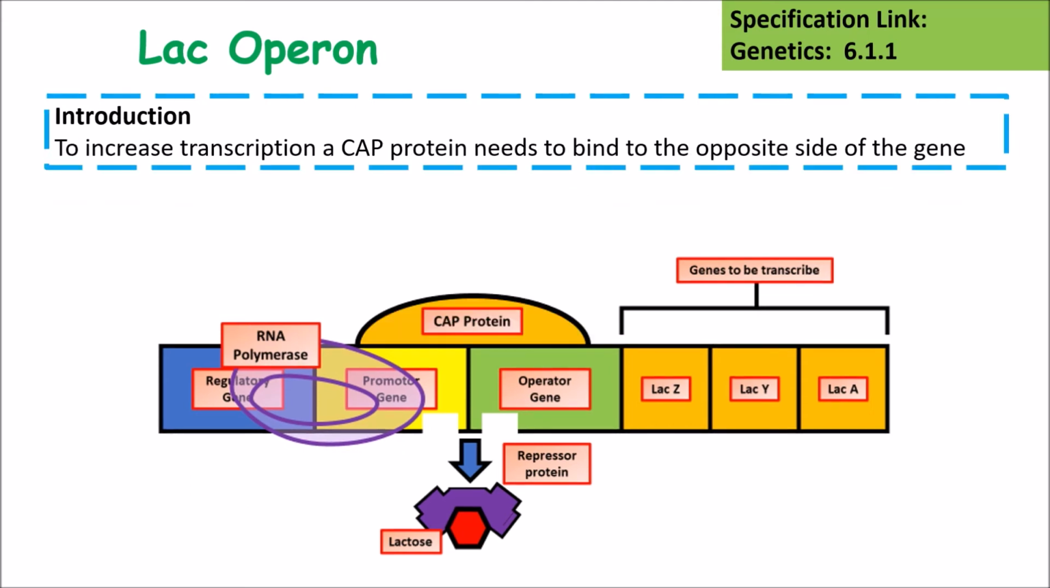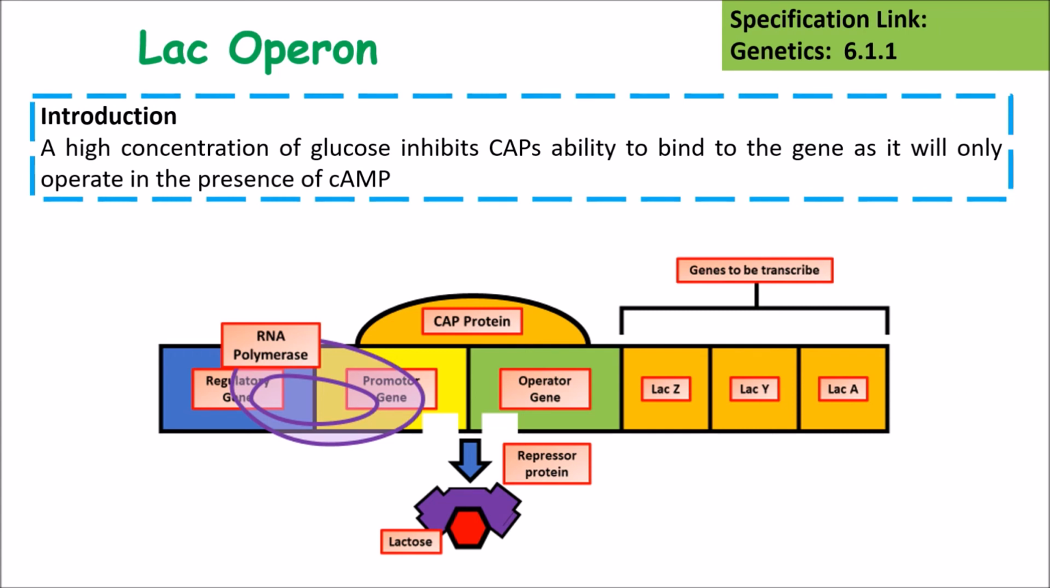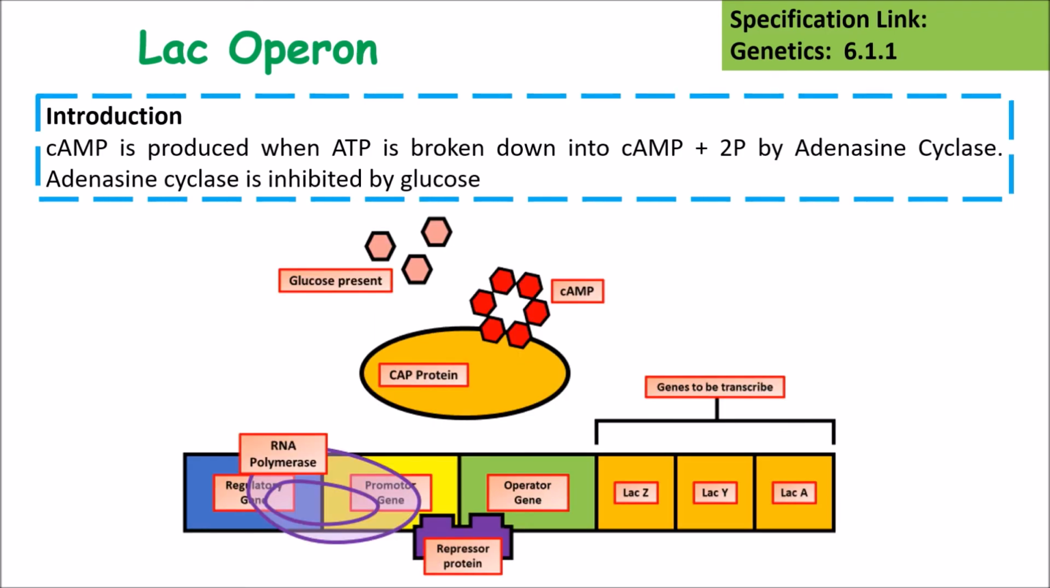To increase transcription, a CAP protein also needs to bind to the opposite side of the gene. A high concentration of glucose inhibits the CAP's ability to bind to the gene, as this will only operate in the presence of cyclic AMP. And cyclic AMP is produced when ATP is broken down into cyclic AMP and pyrophosphate by adenylate cyclase. So adenylate cyclase is inhibited by glucose.